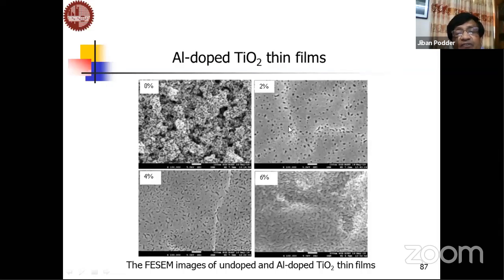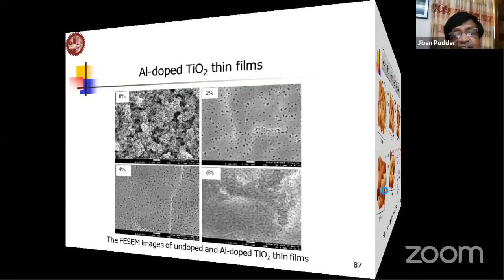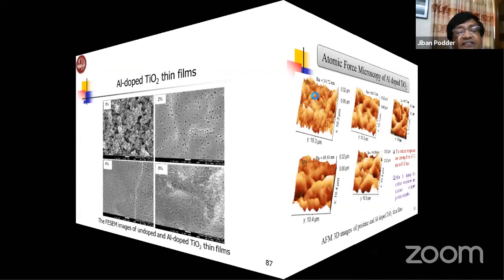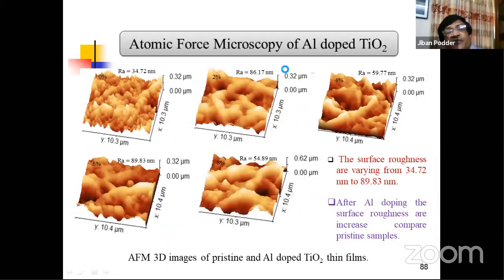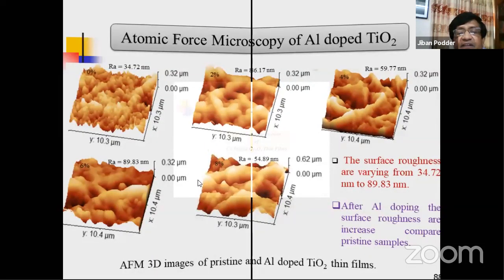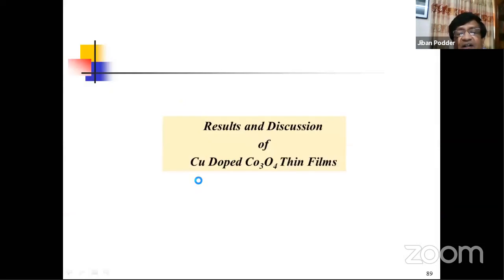These are not very costly compounds. This is very inexpensive. So we have used aluminum as a dopant to titanium dioxide, and we have got very good features. It seems that these are suitable for gas absorption and sensor purposes. Here we have also done atomic force microscopy on these aluminum doped titanium dioxides, and next I will show these copper doped cobalt oxides.